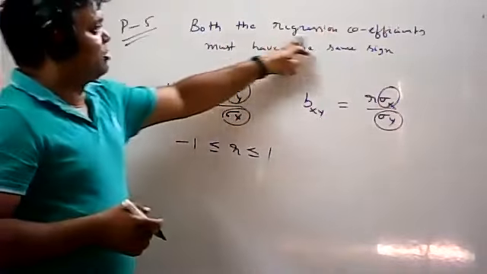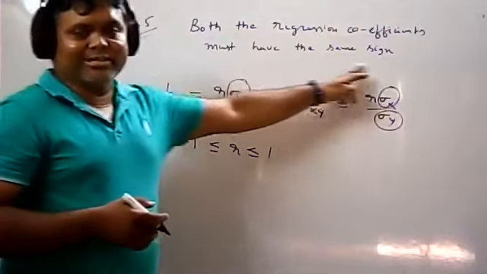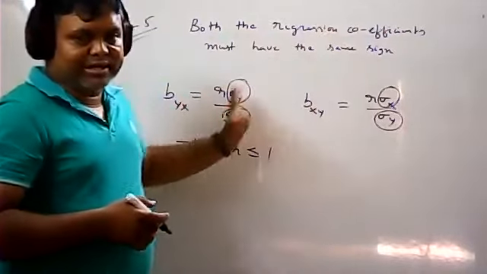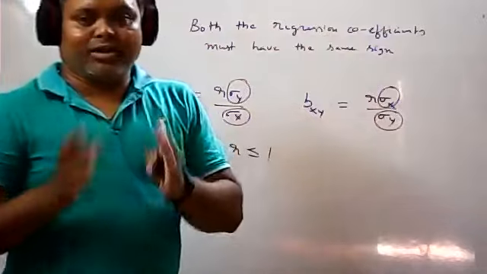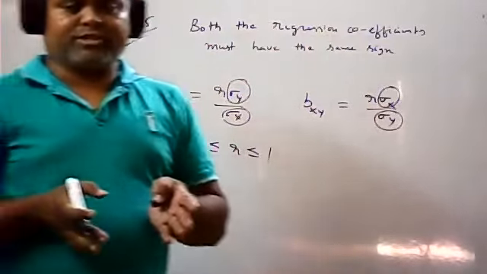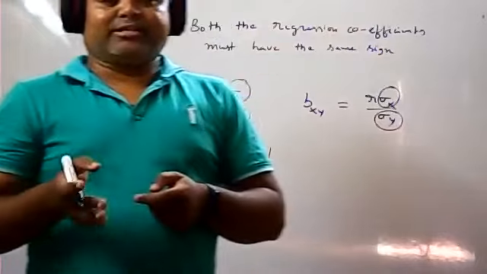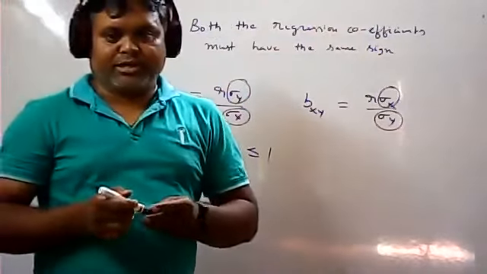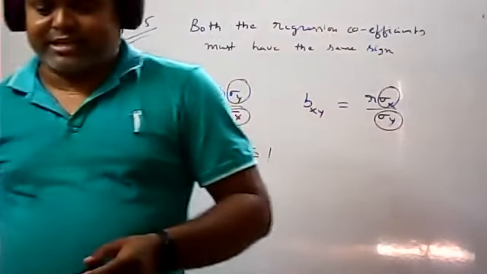That is the reason both the regression coefficients must have the same sign, because both the regression coefficients are based on R only, the sign of R only. If R is positive, both the regression coefficients are positive. If R is negative, both the regression coefficients are negative. I hope you understood. These are all the properties of regression coefficients.